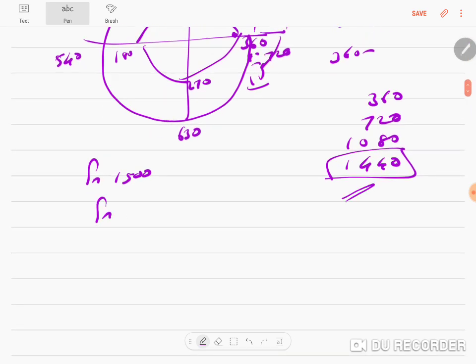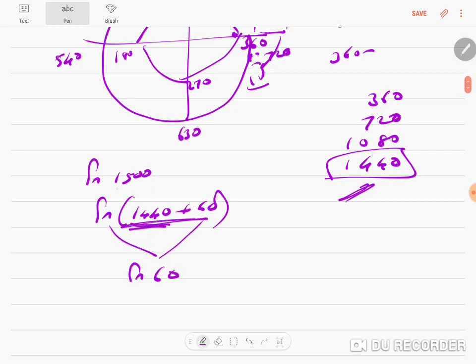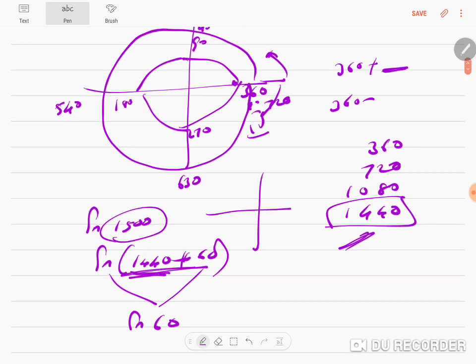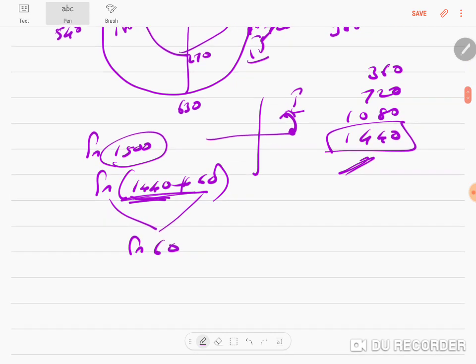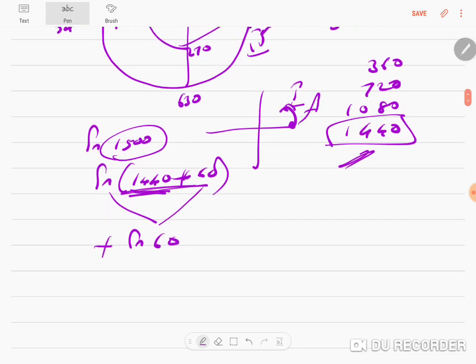write it as sine 1440 plus 60. This is an even integral, and so I will write the answer as sine 60. And which quadrant is the question in? It is greater than 1440. A 1440 will be here, and added to it, it will be in the first quadrant. So, answer has to be positive. Sine 60. What is sine 60? The answer is root 3 by 2.